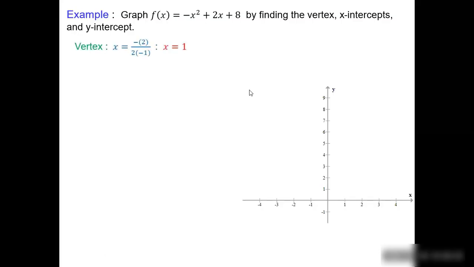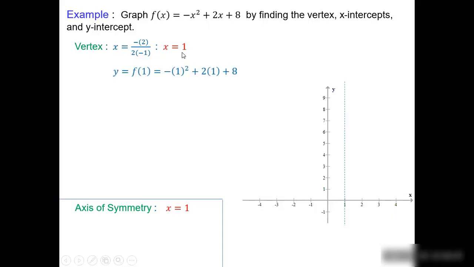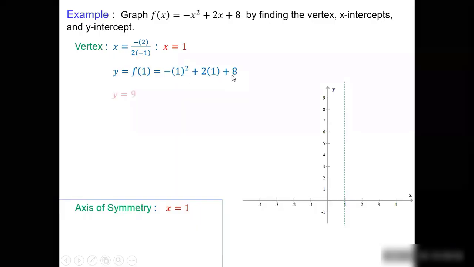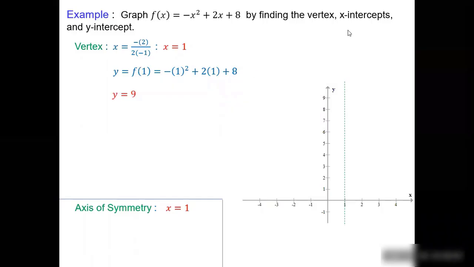So if we wanted to find the vertex, we can use a vertex formula in order to realize that the x-coordinate is negative b over 2a. And that gives us an answer of x equals 1. We can then plug in x equals 1 and realize that that is our axis of symmetry. When we plug 1 into the function and evaluate, we get -1 plus 2, which is 1, and 1 plus 8 gives me an answer of 9.